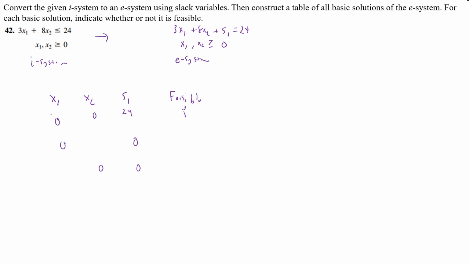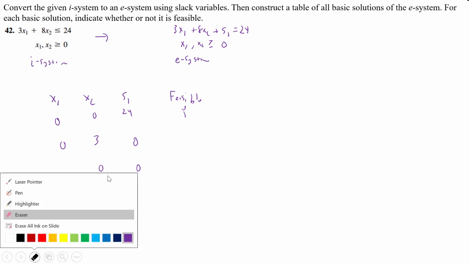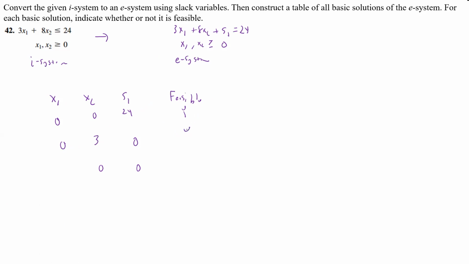Okay. Now, if we plug in x1 is 0 and s1 is 0, that means this one has to be a 3. Now, is that feasible? Yeah, that's feasible. Feasible, yes. We probably should put a y for yes instead of a t for true. So, yes, maybe we'll just write yes, and that'll be easier.